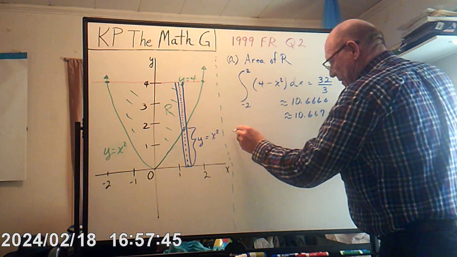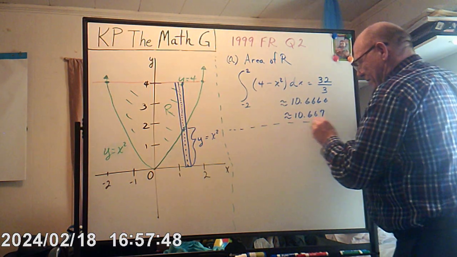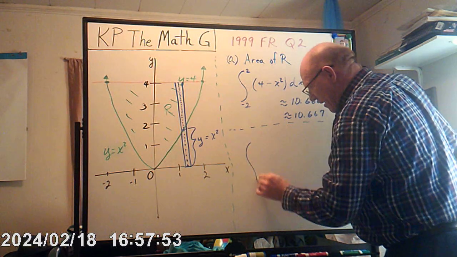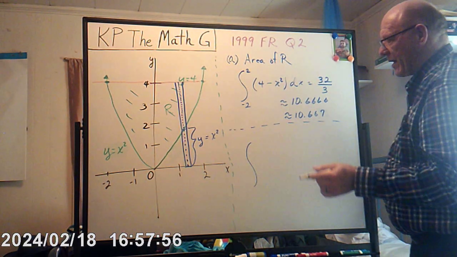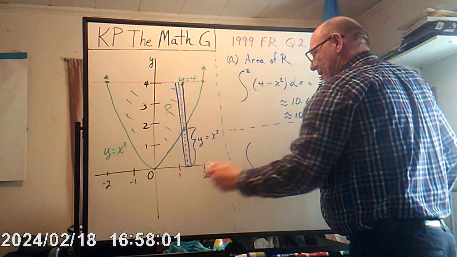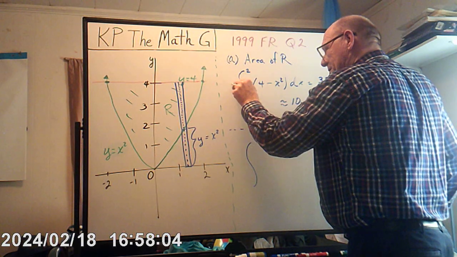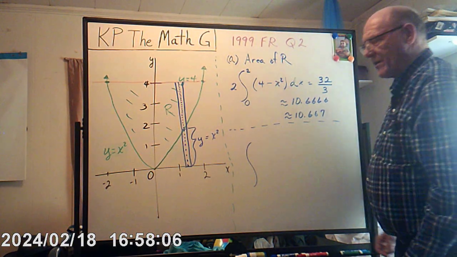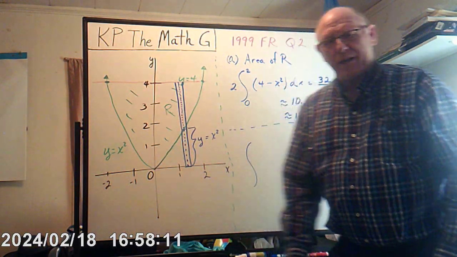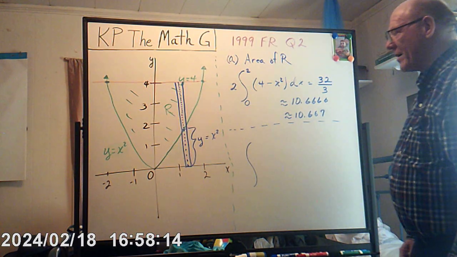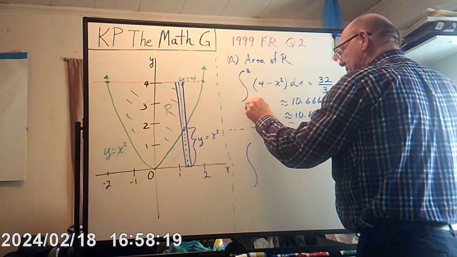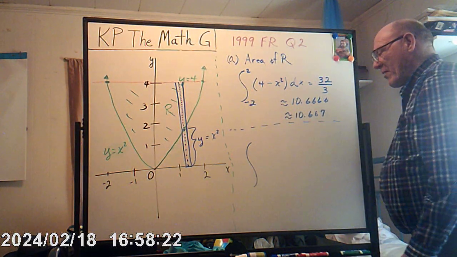For the second one, let's see if I have room. If not, I may have to erase this. By the way, if we wanted to do this another way, we could have just taken half of this. We could have gone from 0 to 2 and then multiplied by 2, because you have this area plus this area over here. But if you wanted to just go from -2 to 2, there you go, right there.